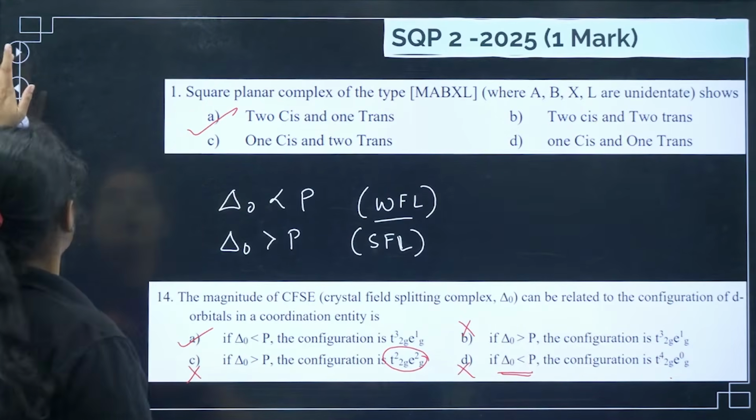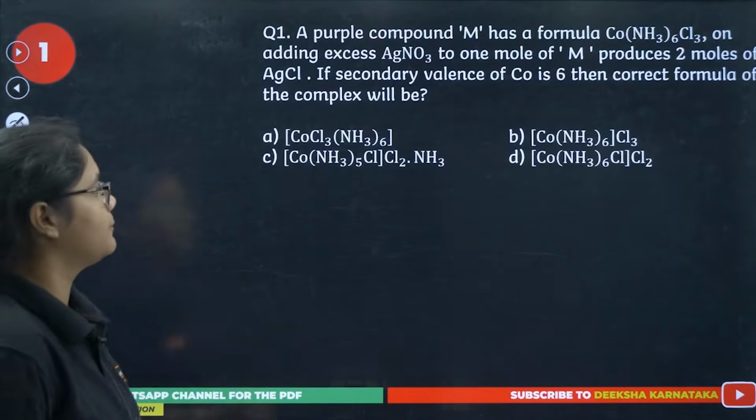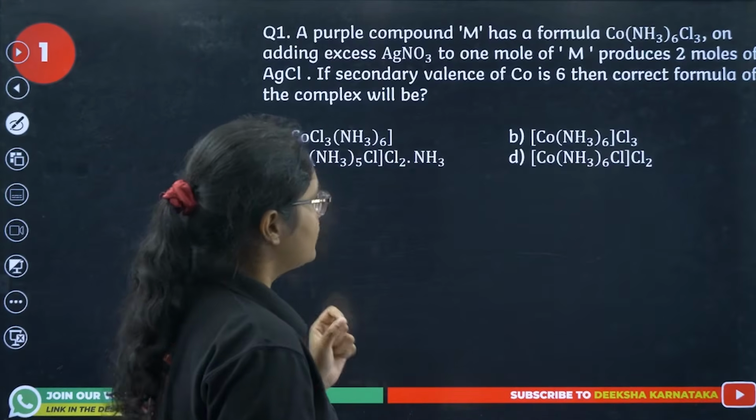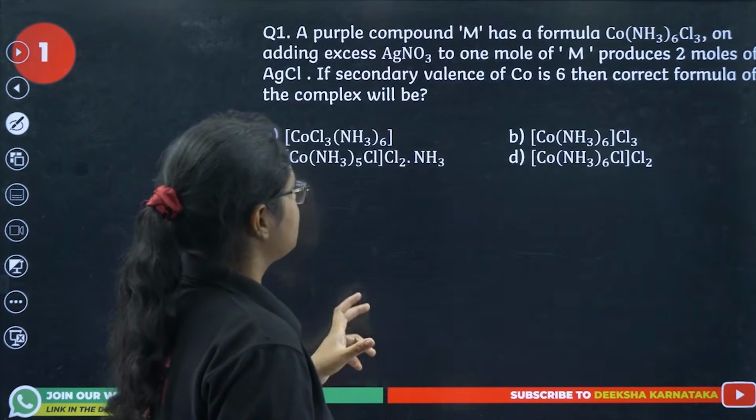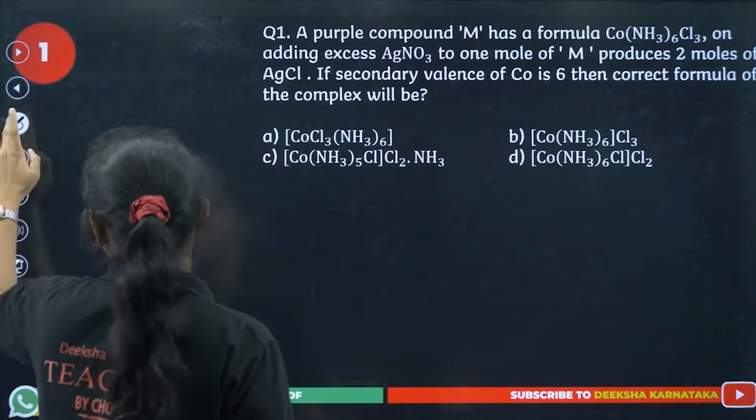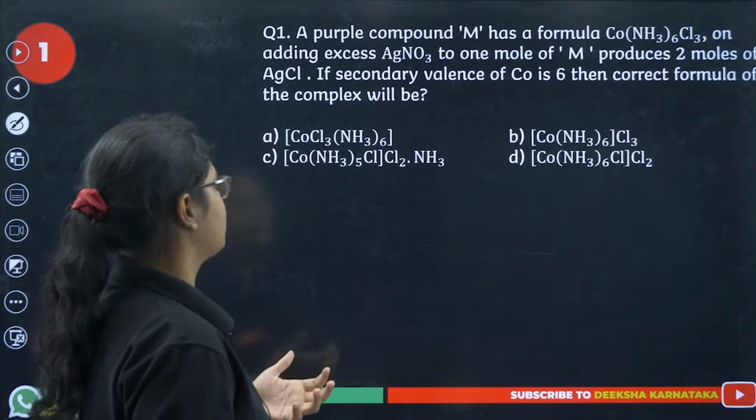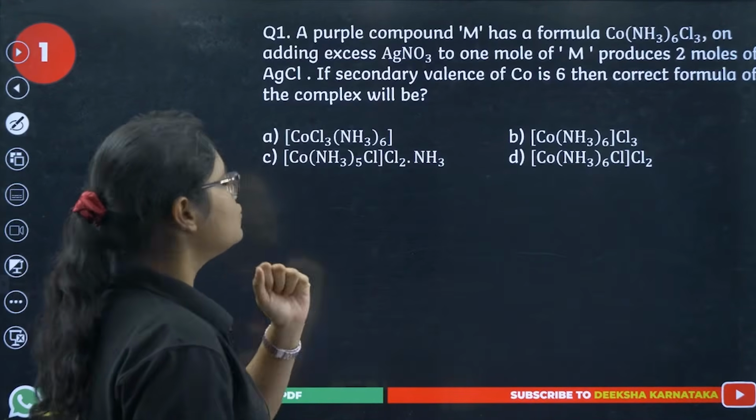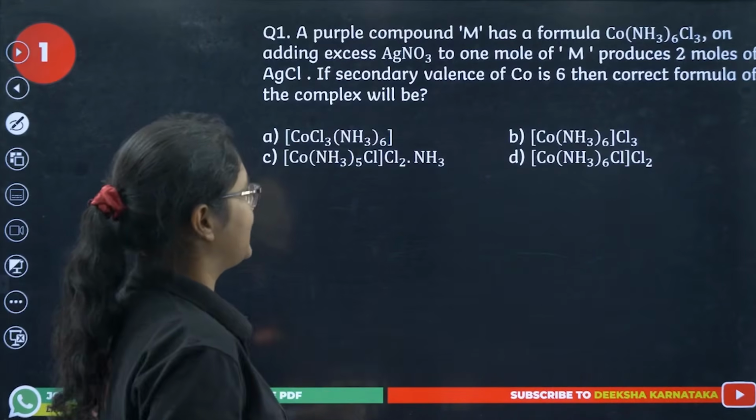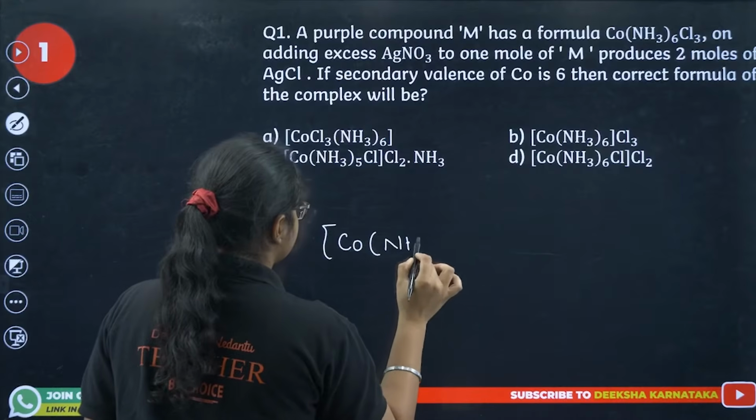Now moving to the most expected questions that I have taken from the question bank. A purple compound M has the formula Co(NH3)6Cl3. On adding excess of AgNO3, 1 mole of M produces 2 moles of AgCl. If the secondary valency of cobalt is 6, then the correct formula of the complex is? Now see, 2 moles of Cl should be precipitated, that means 2 Cl should be outside. So I should have it like this.